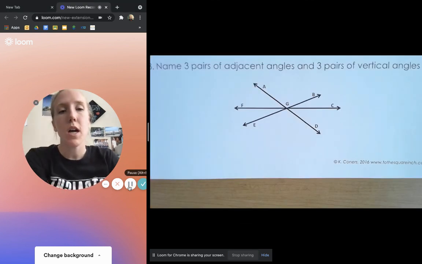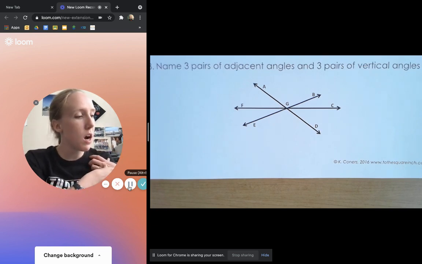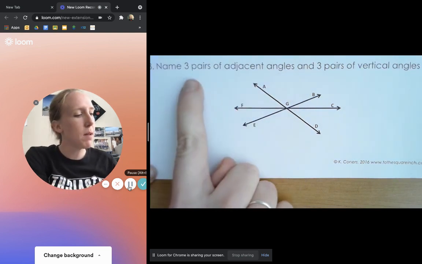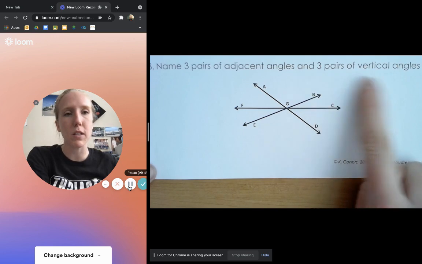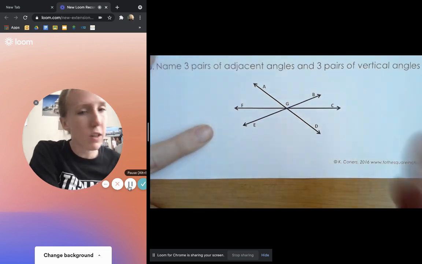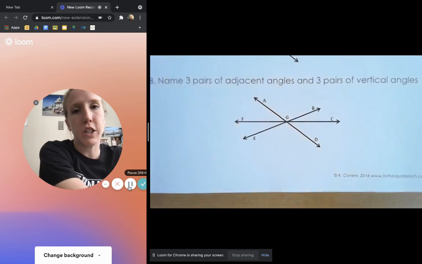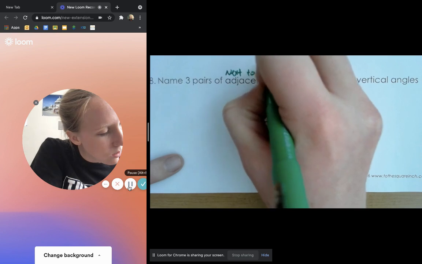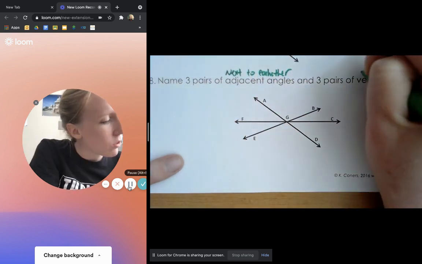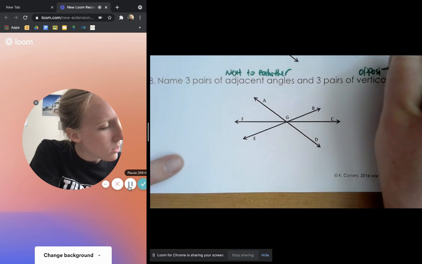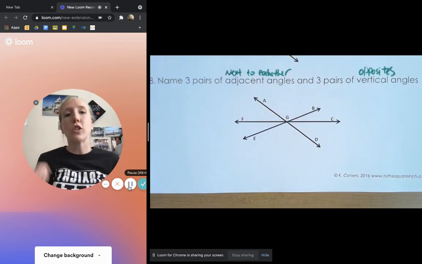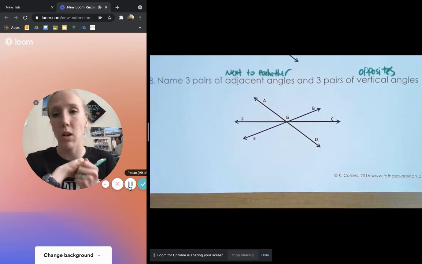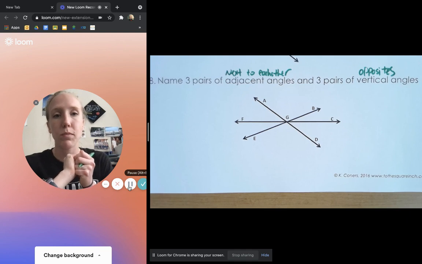All right, so on this problem, we are looking at lots of different angles. And the problem says, name 3 pairs of adjacent angles and 3 pairs of vertical angles. And just for a little reminder, adjacent angles are next to each other. And vertical angles are opposite sides from each other, kind of like a mirror image. So I want you to pause the video and look at this image and find 3 adjacent angles. Start with 3 adjacent angles. Pause the video.